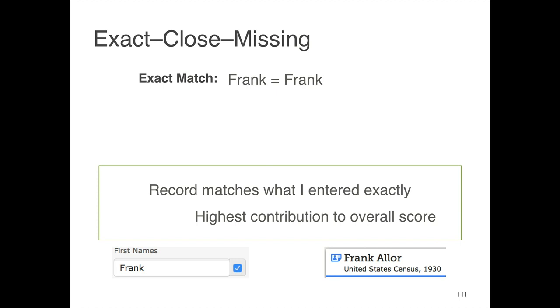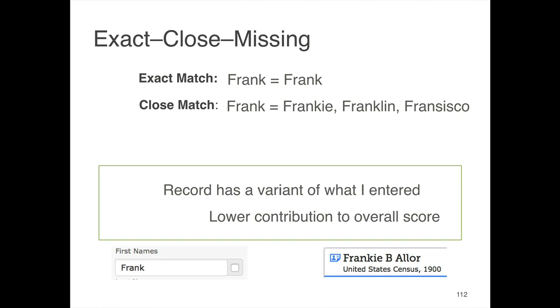There are a couple ways that we match records. If I type in Frank, an exact match to Frank is just exactly what I typed in. It's going to score the highest. It'll have the highest overall contribution to the score for that record. Our system is smart enough, however, to know about name variants and misspellings and translations of names. So if I don't check the exact box and I type in Frank, the system may bring back records with the name of Frankie, Franklin, Francisco, and others that match what I typed in closely, but not exactly.